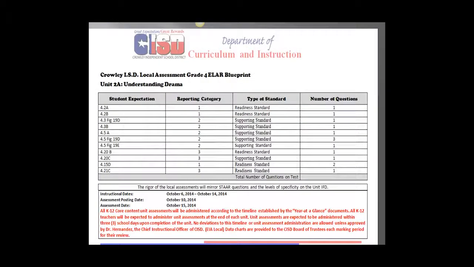Let's take a moment to review the local assessment blueprint for Unit 2A, Understanding Drama. The instructional days are from October 6th through October 14th. The assessment will be posted on October 10th, and the assessment should be given by October 15th.